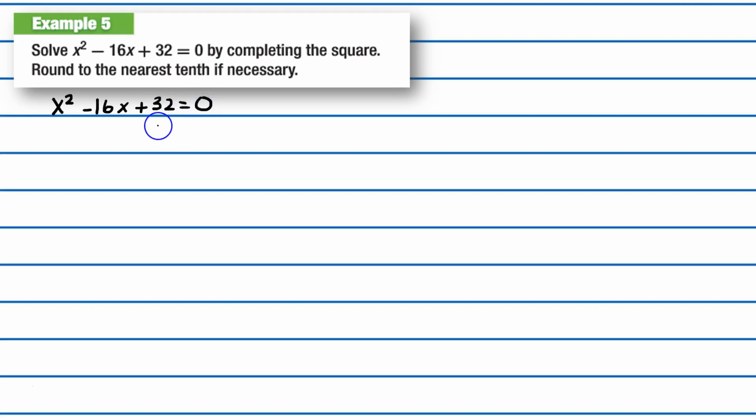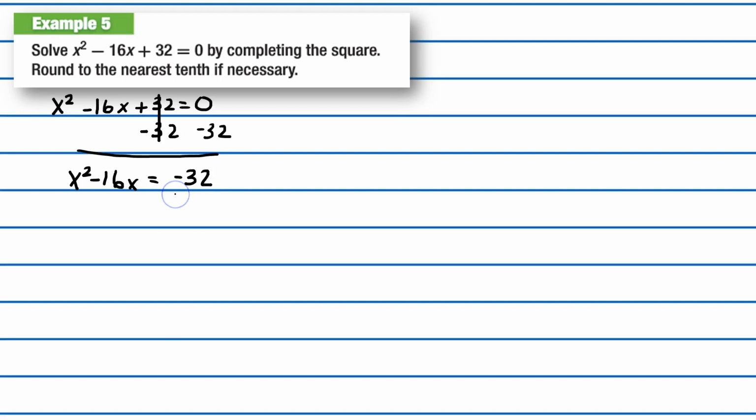The first thing I want to do is to get the x's on one side, which means this 32, the constant, needs to move to the right. We'll do that by subtracting 32 from both sides. So I have x squared minus 16x, which is equal to negative 32.